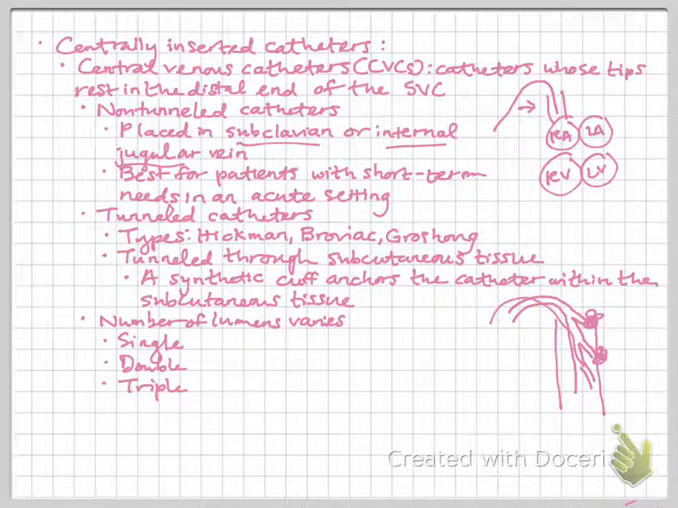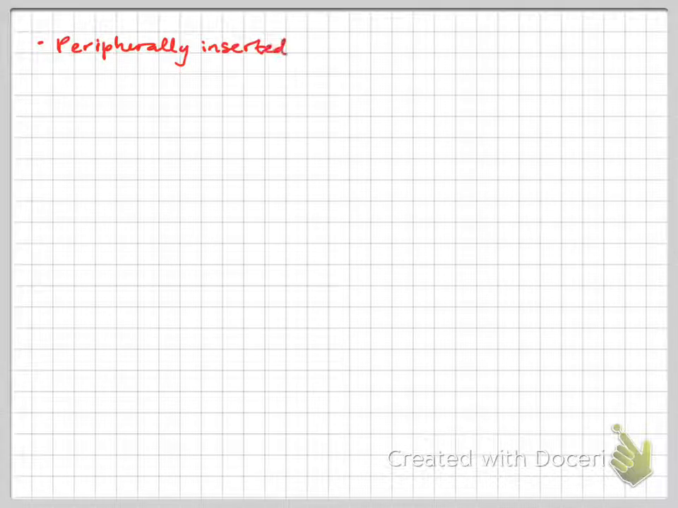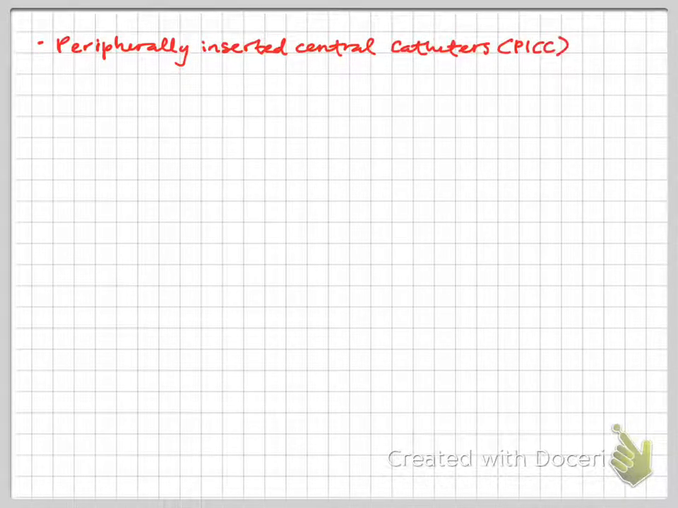Let's talk about PICC lines, peripherally inserted central catheters. For those of you who already work in the hospital, you've probably seen all of these, especially if you work on an oncology floor, but any floor really. You'll see a lot of ports, which we'll talk about, on an oncology floor.